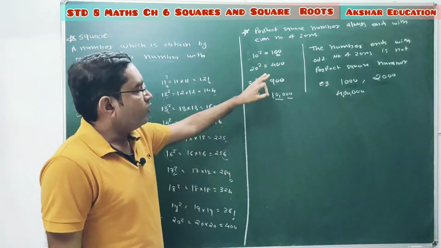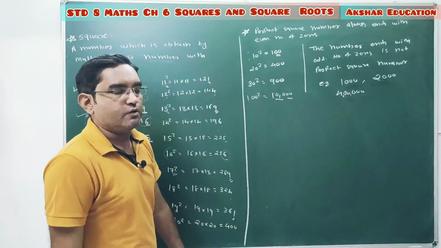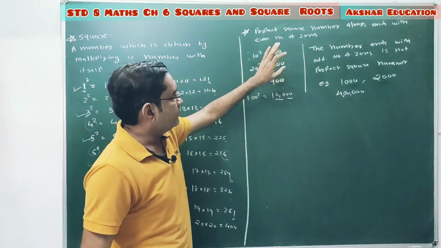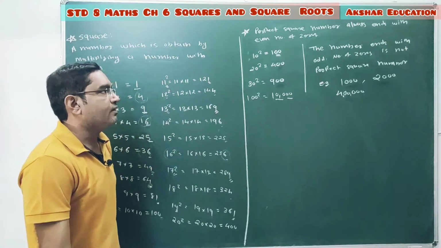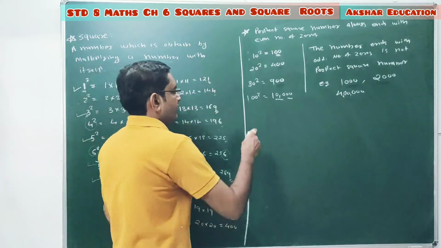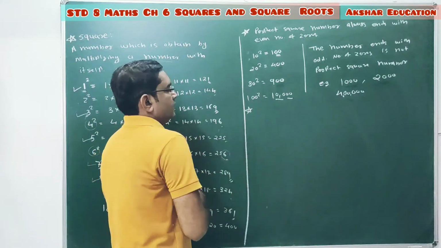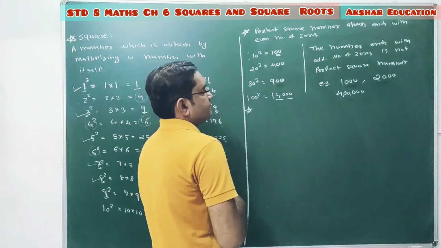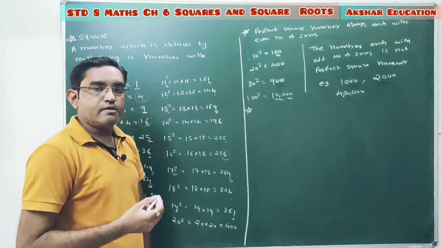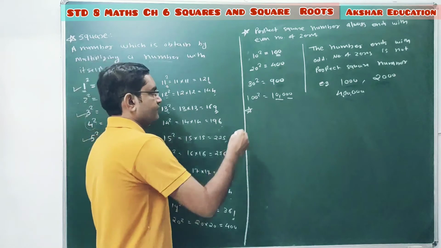Perfect square numbers always end with even number of zeros. If number of zeros at the end of number are even, then we can say that given numbers are perfect square numbers. Clear students? Now next property, that is sum of first n odd natural numbers will give us the square of n number.